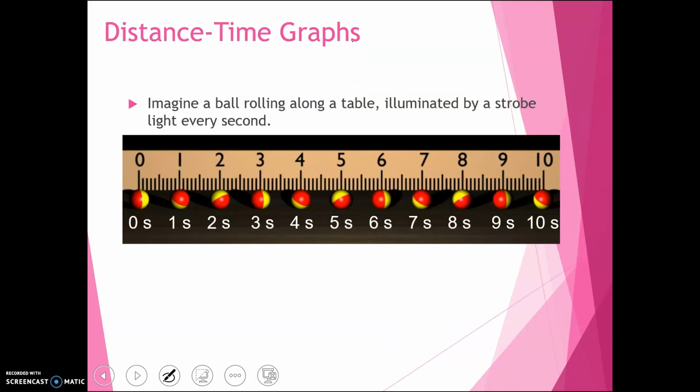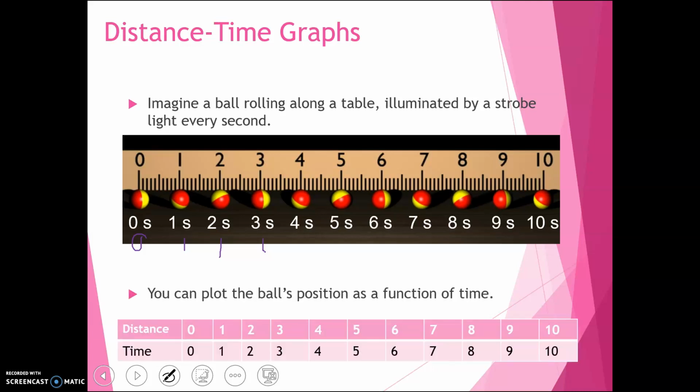So let's look at a scenario. You roll a ball along a table and it's illuminated by a strobe light every second. So you're mapping out, at 0 seconds, it starts at 0. At 1 second, it's here at the 1 centimeter mark. At 2 seconds, it's at 2 centimeters. 3 seconds, 3 centimeters. Okay, so you see the pattern, right? For every second, it travels 1 centimeter. So it continues moving at the same speed the entire time.